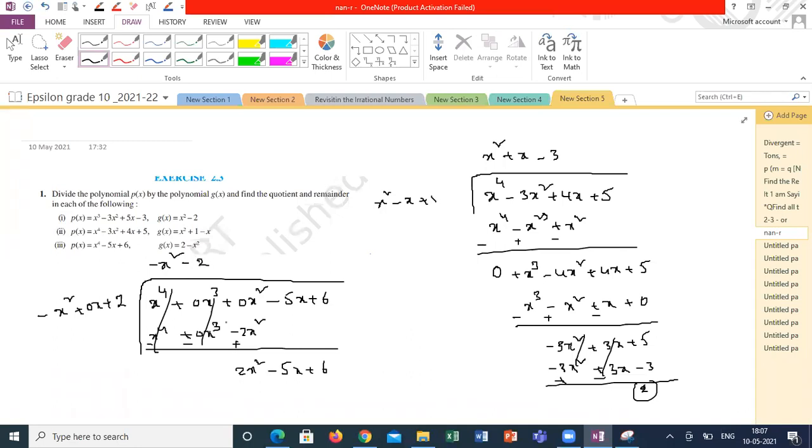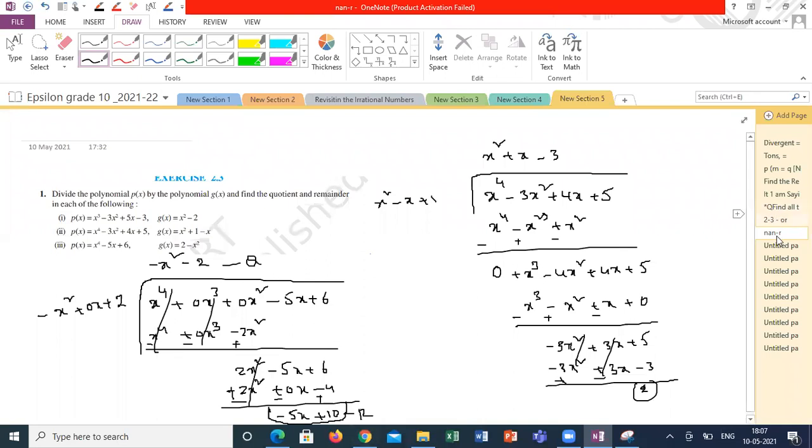Minus 2 now. Is it right? The quotient is minus x square. No. Minus of minus plus 2x square plus 0x minus 4, minus plus. What is the remainder, madam? Minus 5x plus 10. Correct. This is the quotient, this is the remainder.